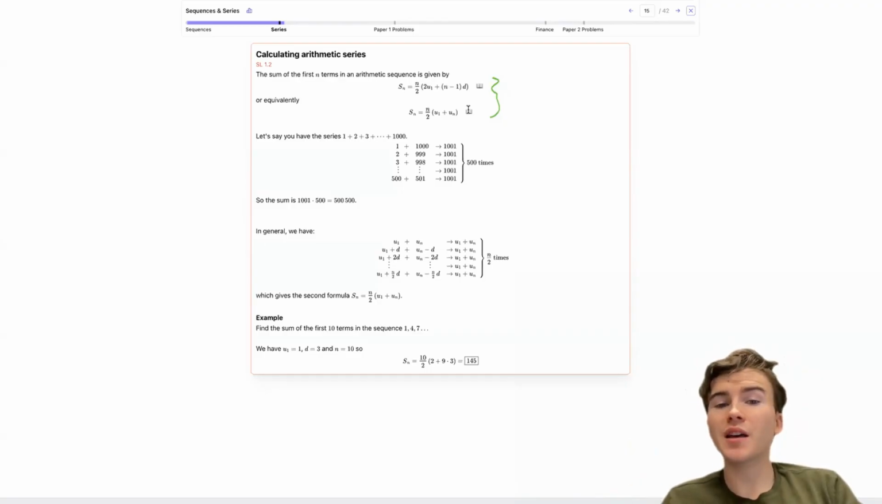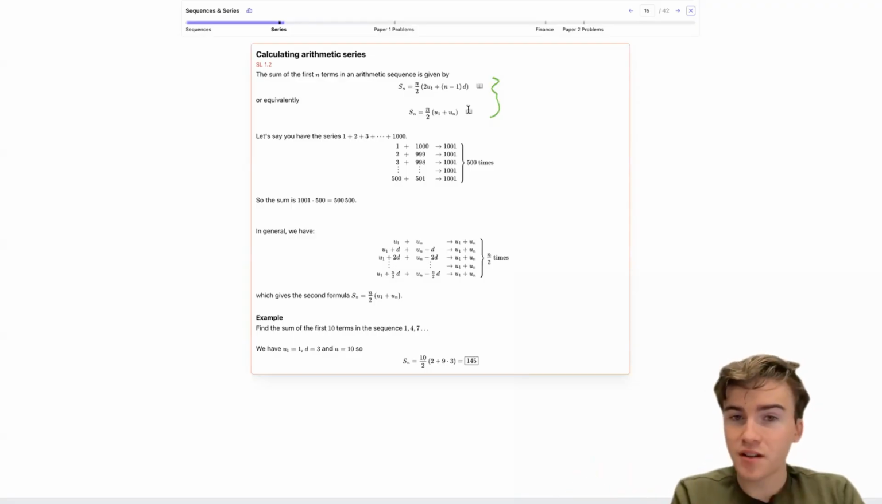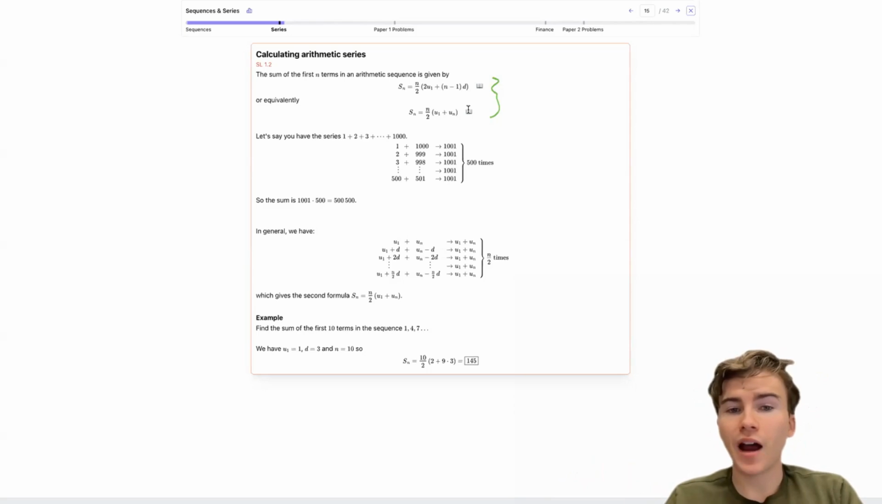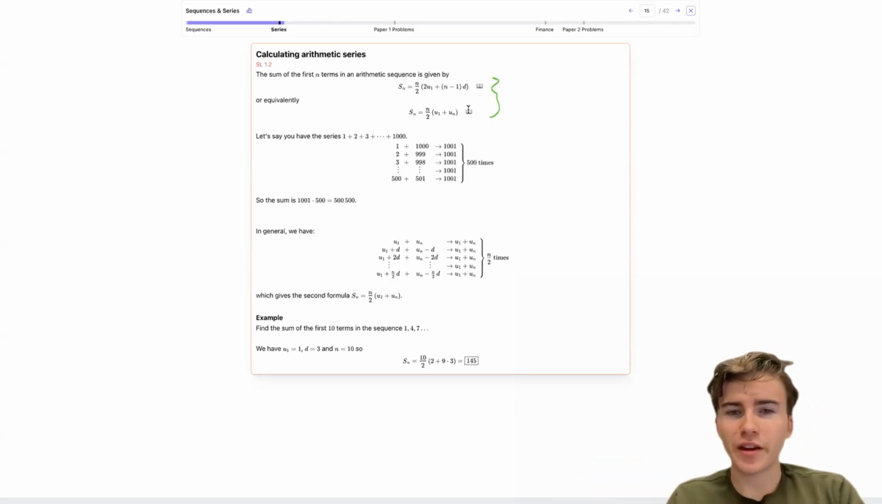And how many times am I adding up 1,001? Well, if I had 1,000 terms in the original series, now I have half as many terms. So I have 500 terms. And so I end up realizing that I can calculate 1 plus 2 plus 3 up to 1,000 by 1,001 times 500. That's 500,500.